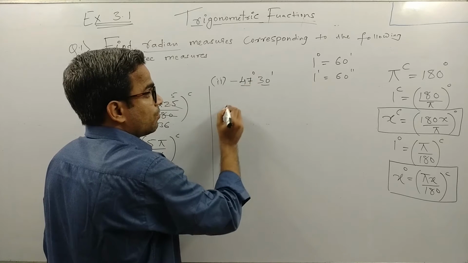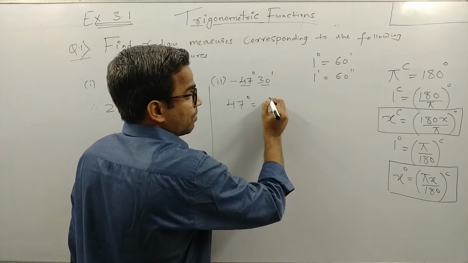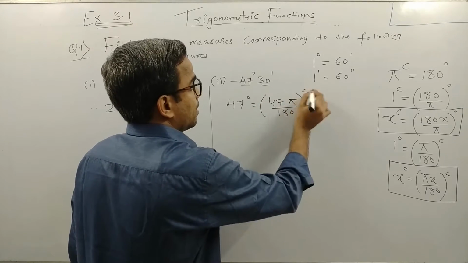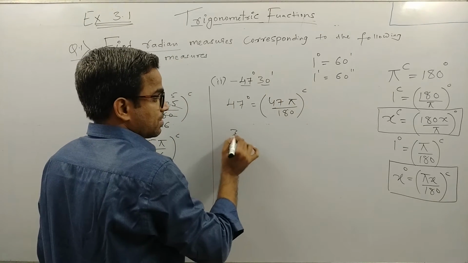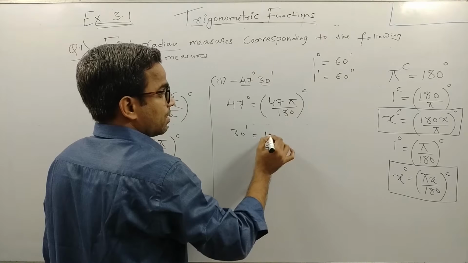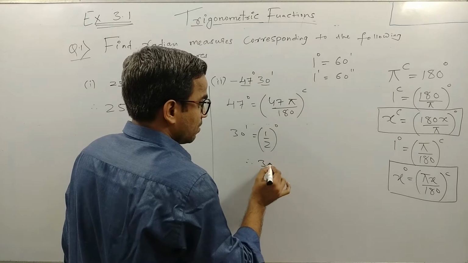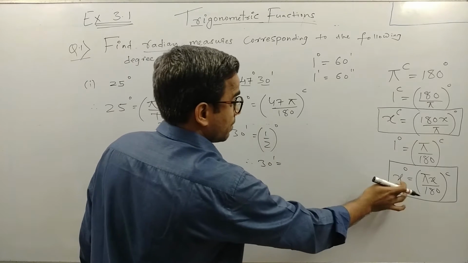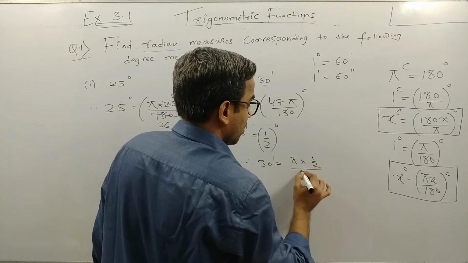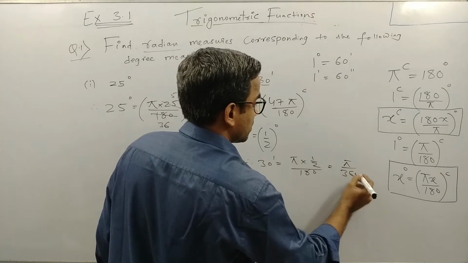If I consider only 47, 47 degree will be 47 pi by 180 radian. And how much is 30 minutes? 30 minute is basically half degree. So we can put half in the expression: pi into half upon 180. This comes out to be pi by 360.